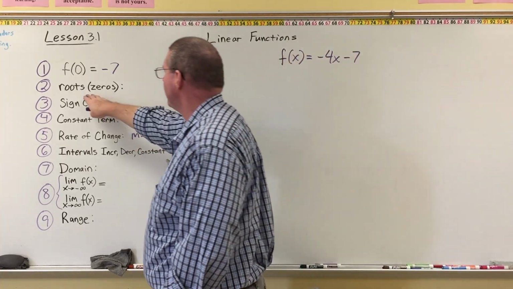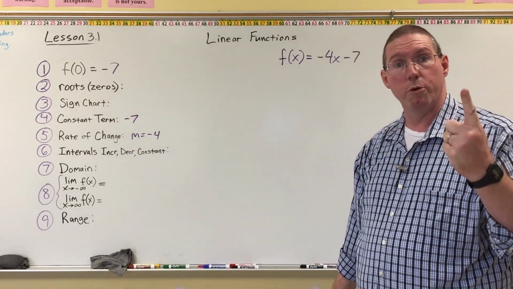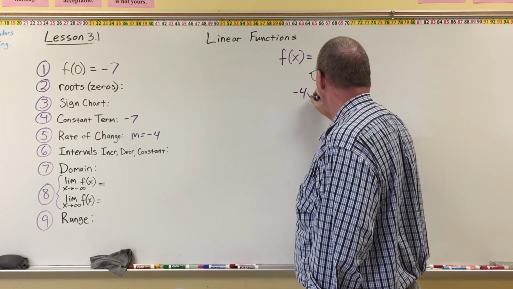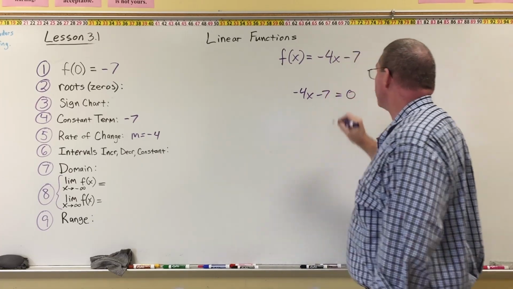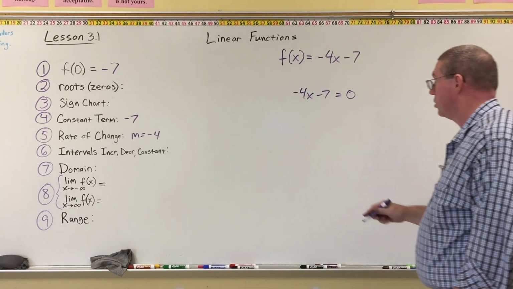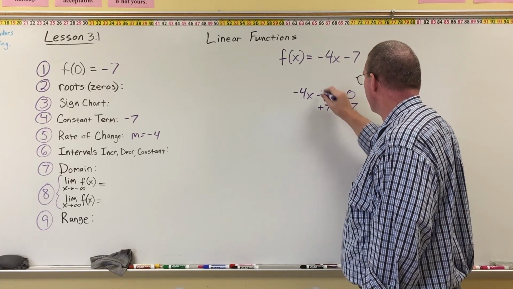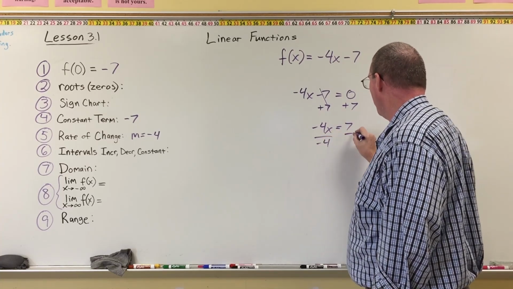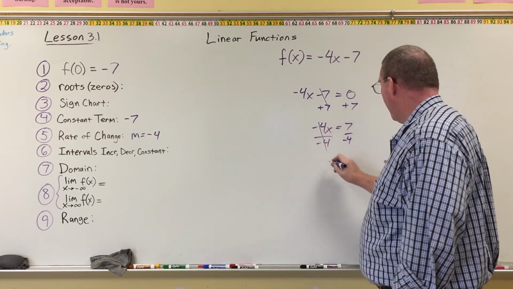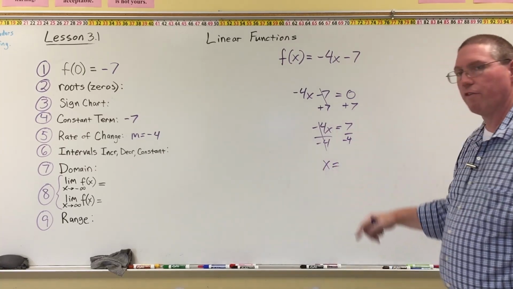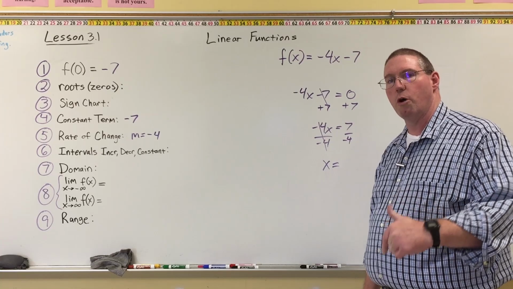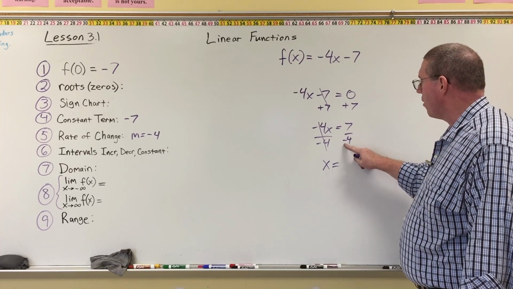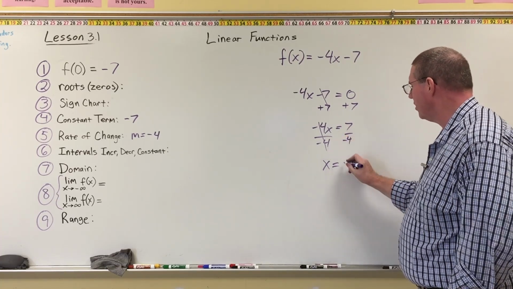All right, now let's identify the zeros. Now we said that there's only one root in a linear function. So what we do is we set the function negative 4x minus 7 equal to 0. That's how we find the root, okay? So we're going to add 7 to both sides, cancel, and we get negative 4x equals 7. Then we're going to divide by negative 4. Now we have x is equal to, now it looks like 7 over negative 4, but I want to remind you that we don't put negatives in denominators. If there's a negative in the denominator, we either move it to the numerator or we put it in front. Let's just put it in front.